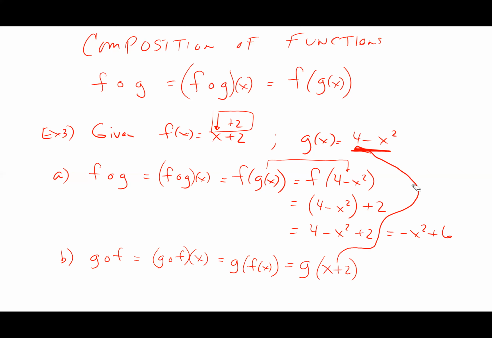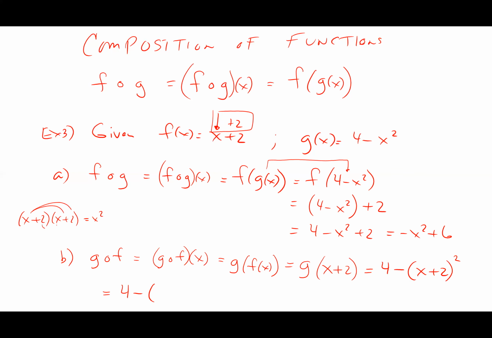So the g function does 4 minus, but then this guy now becomes x plus 2, and it's also squared still, right? Ooh, so we have some work ahead of us. We have to simplify that out. So we're going to go with 4 minus, and off to the side, if you need to, just go x plus 2 times another x plus 2 and see what you get. That'll be x squared, 2x makes 4x, plus 4.